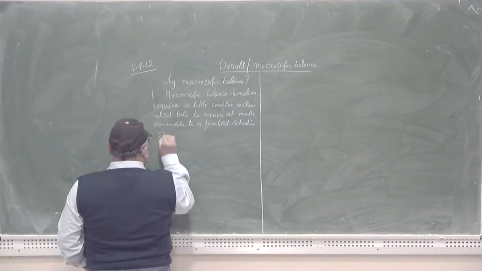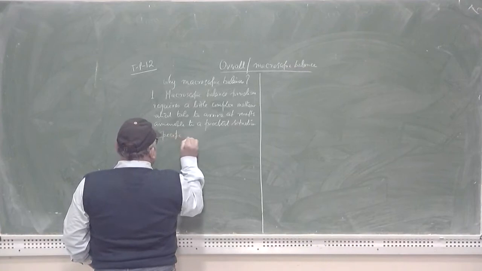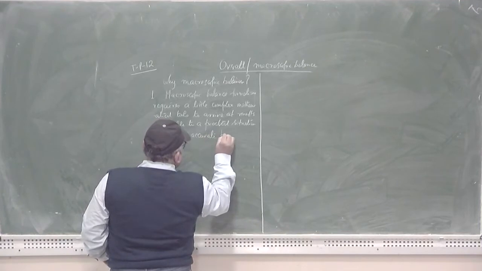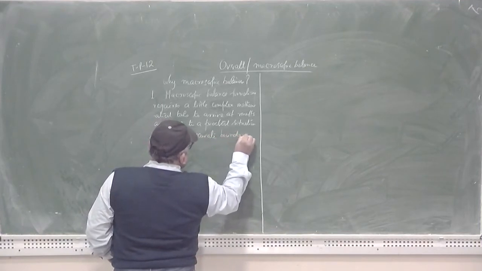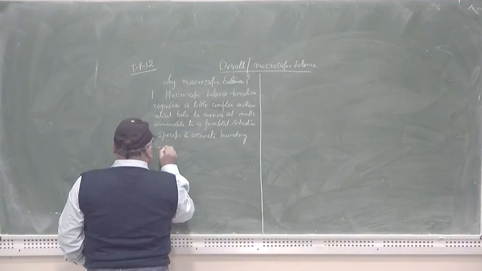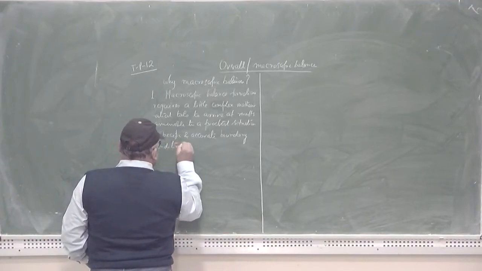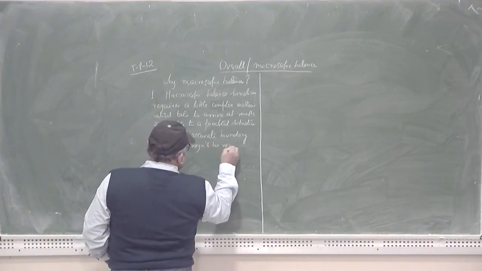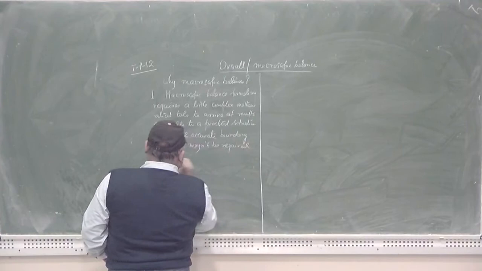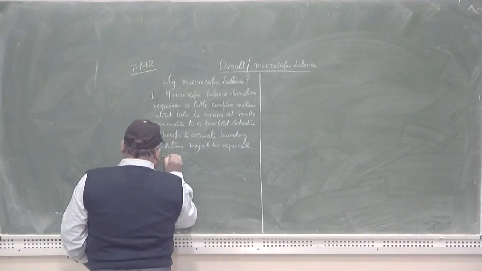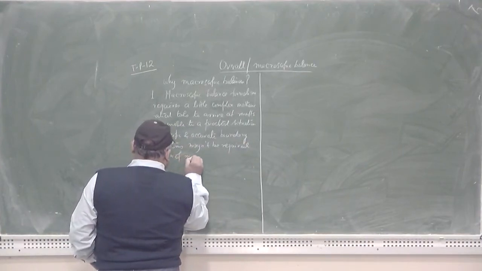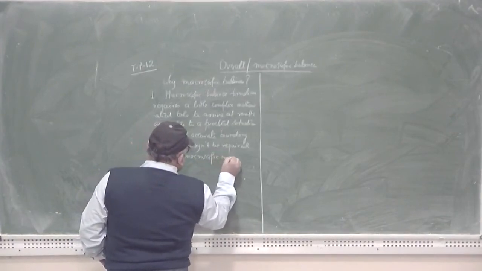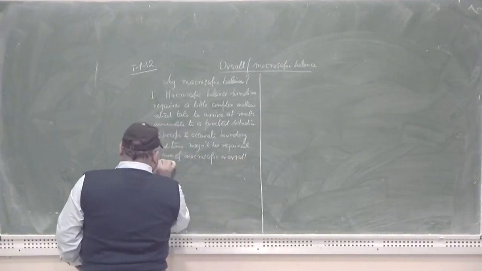Number 2, specific and accurate boundary conditions may not be required in cases of macroscopic or overall balances.